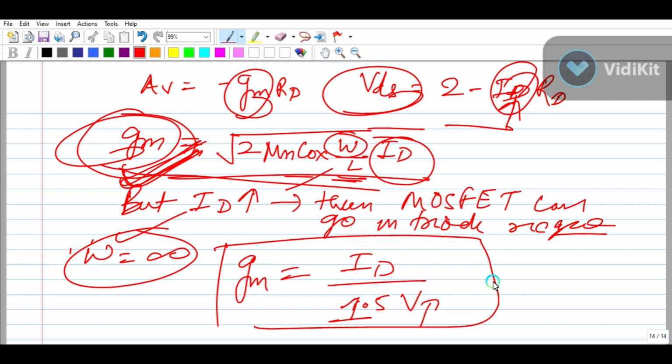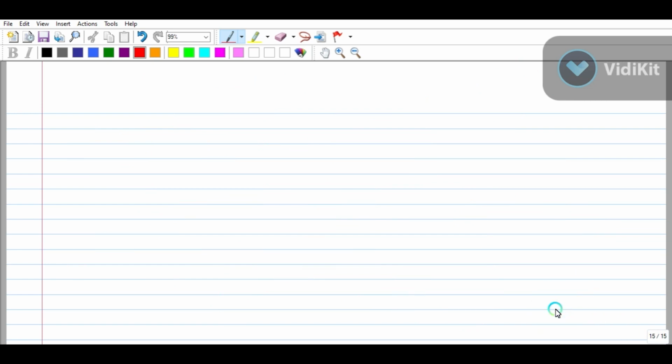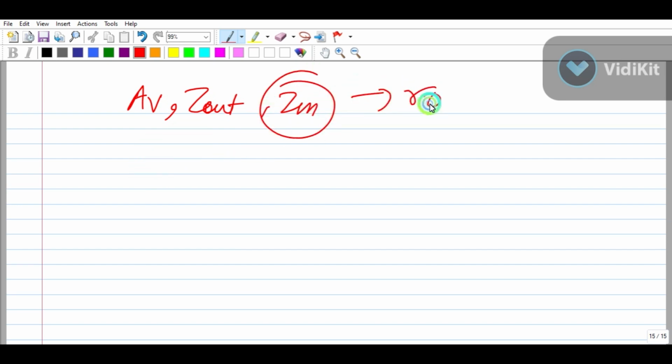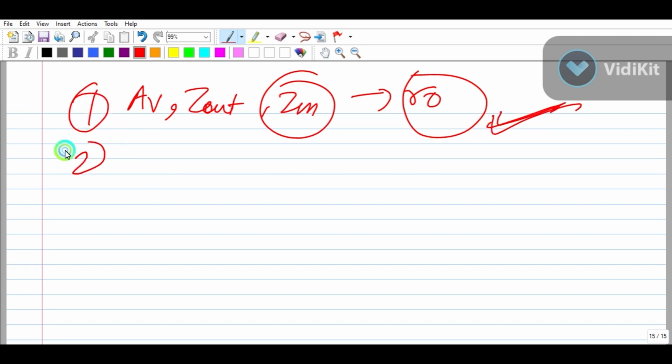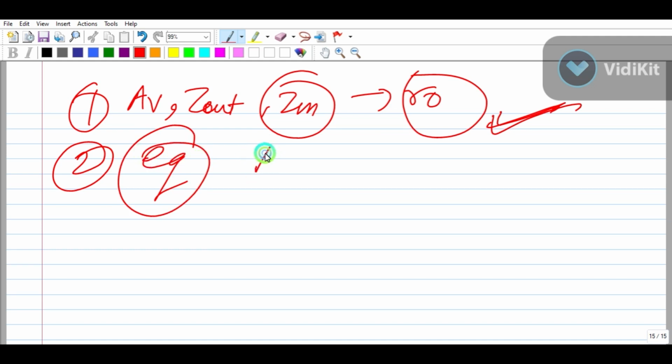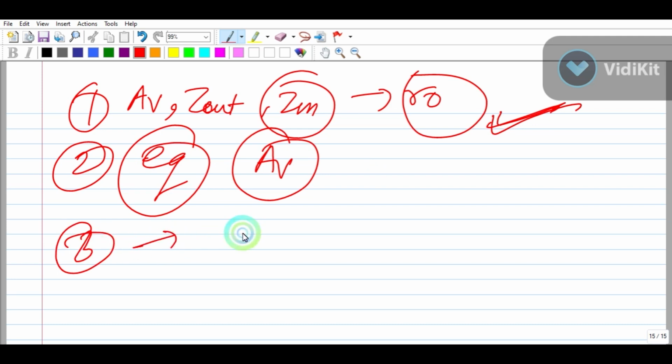Okay, so what we have learned today: the common source amplifier, we calculated the gain, we calculated Z out, we calculated Z in, without RO and with RO. Then second, we saw one example of how to calculate the gain of a MOSFET, and third, we saw how we can increase the gain.